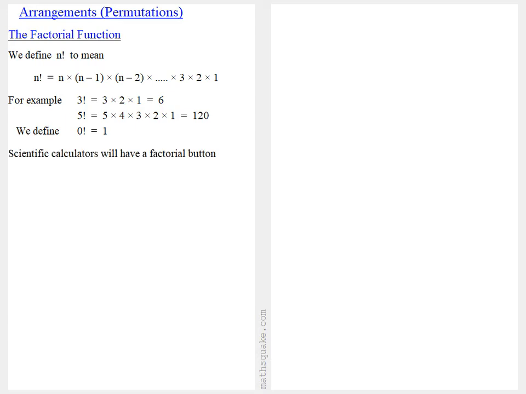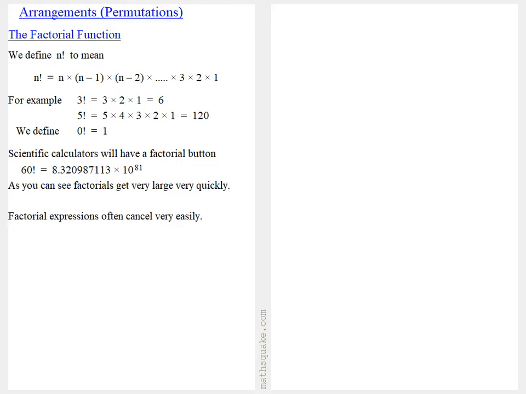Now scientific calculators will have a factorial button. It will probably be a shift button. And you can type in 60 factorial equals, and it'll give you the answer 8.320987113 times 10 to the 81. And as we can see, factorials get very large very quickly.